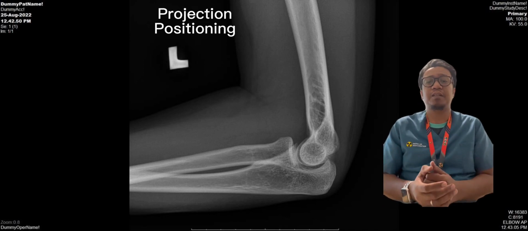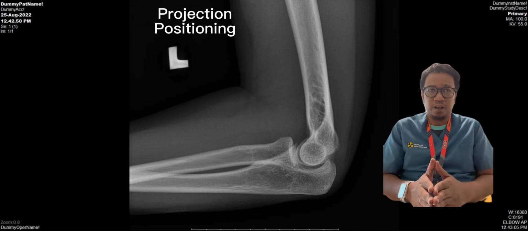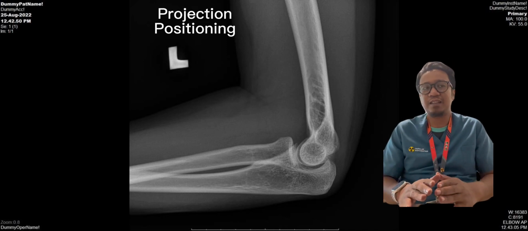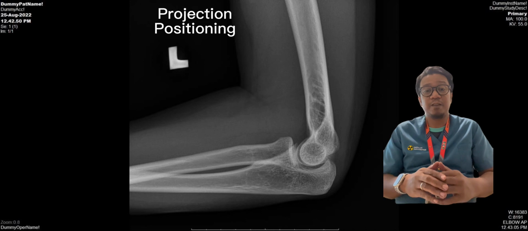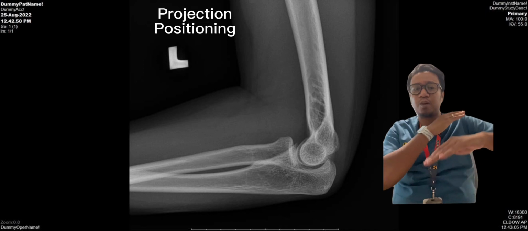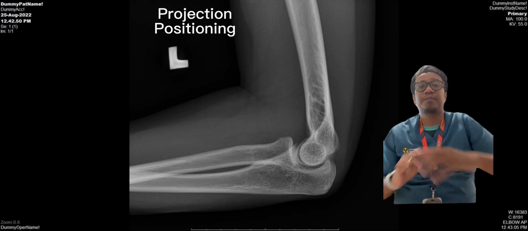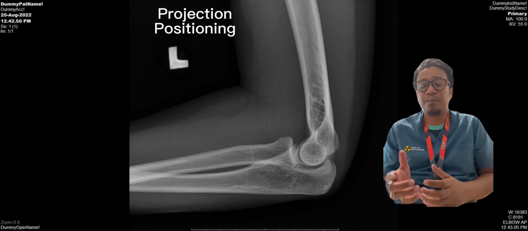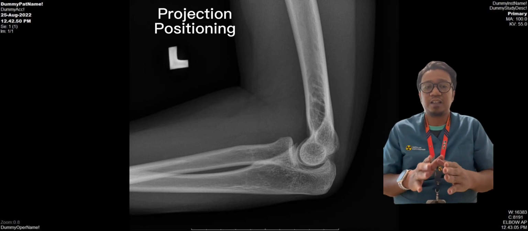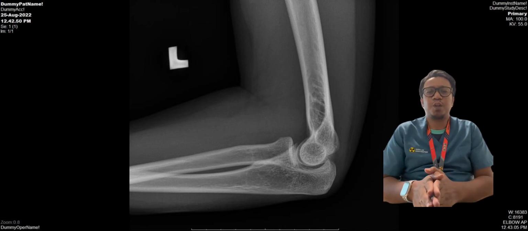So how to improve this projection? First of all, avoid positioning the proximal or distal humerus too depressed. Make sure the distal radius ulna and the humerus are at the same level with the IR. Make sure the table is at the same height up to the top of the shoulder, and the humerus, the elbow joint and the forearm are at the same level. And then make sure to support the distal forearm with an immobilizer to prevent the distal radius ulna from being in a depressed positioning.